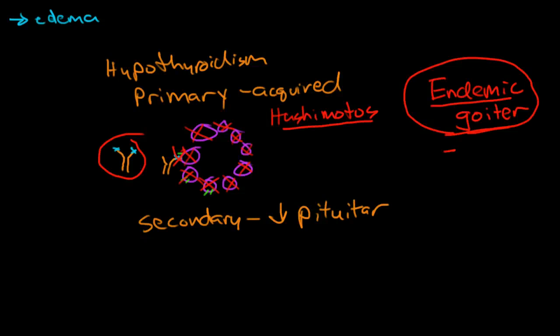Okay, and then there are congenital causes of hypothyroidism, and that is just going to be caused by thyroid tissue that fails to develop appropriately, or thyroid tissue that's incapable of producing T4 because of a genetic abnormality. Okay.